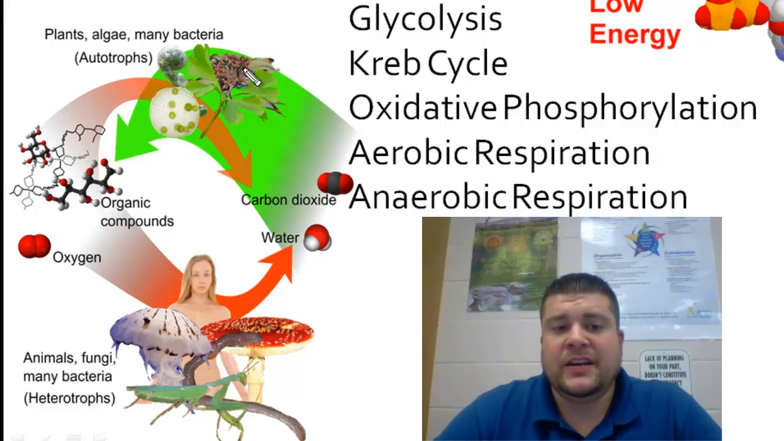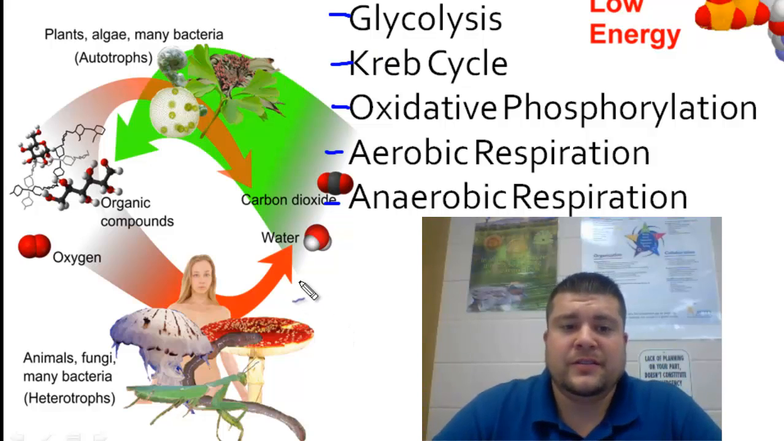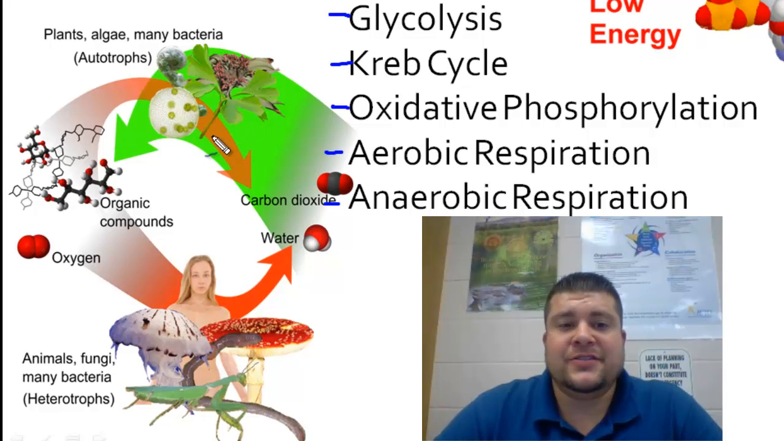But the autotrophs and every living thing all go through the same cellular respiration. And cellular respiration involves glycolysis, the Krebs cycle, oxidative phosphorylation, aerobic respiration, and anaerobic respiration. So they go through all of these same things to create ATP. So every living thing goes through cellular respiration. And the autotrophs can make energy themselves by going through photosynthesis and gaining energy from sunlight.